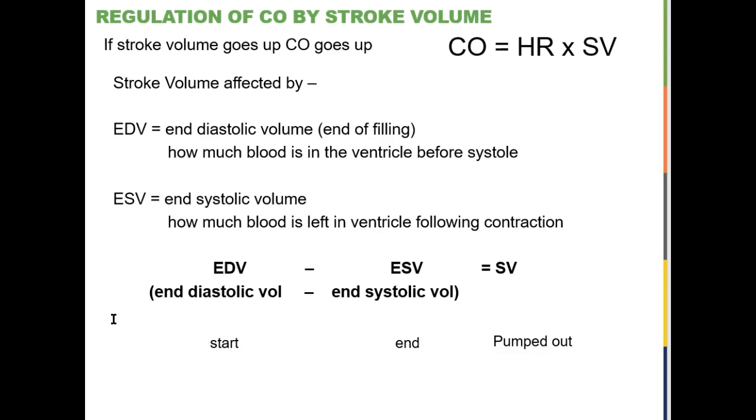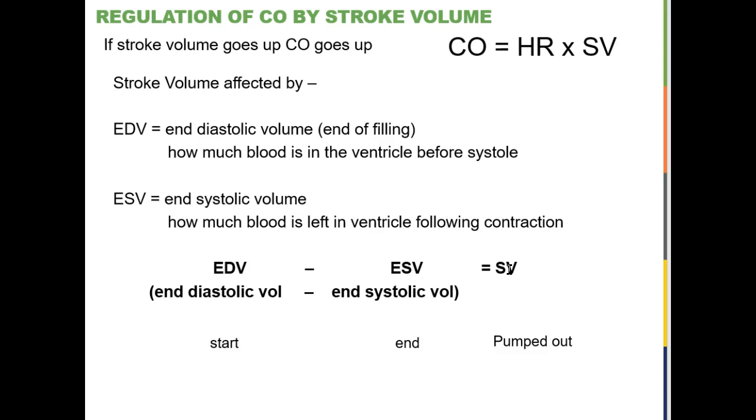And before we start changing stroke volume, we have an equation that we use to define what stroke volume is. So it is end diastolic volume minus end systolic volume. End diastolic means how much blood is in your ventricles when they are done relaxing. So it's the maximum amount of blood that starts out in your ventricles. Then they squeeze, and you have a certain amount of blood left over after the squeeze. That is your end systolic volume. So if you take how much you started with and subtract what's left over, you get what got squirted out. So end diastolic volume minus end systolic volume equals stroke volume.